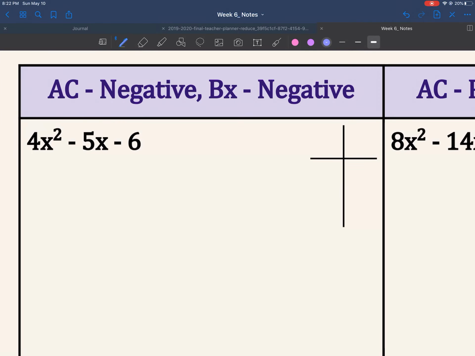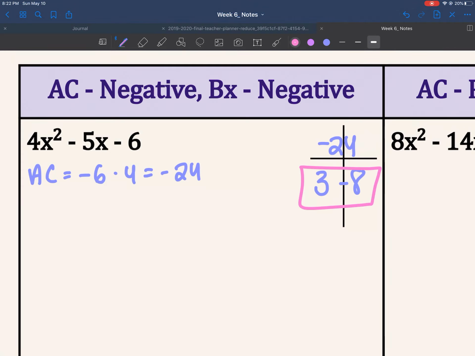Okay, next one we're going to look at is when AC is negative and BX is negative. So AC is going to be negative 6 times 4, which is negative 24, and I want it to add up to negative 5. So we've done 24, and I'm kind of going through my head. We had 1 and 24, 2 and 12, and then 3 and 8. Thinking about those numbers, 3 and 8 seems like the most logical ones. Now, one of these has to be negative, and if I'm looking at negative 5, then I'm going to say that 8 has to be negative. So this is what we're going to use.